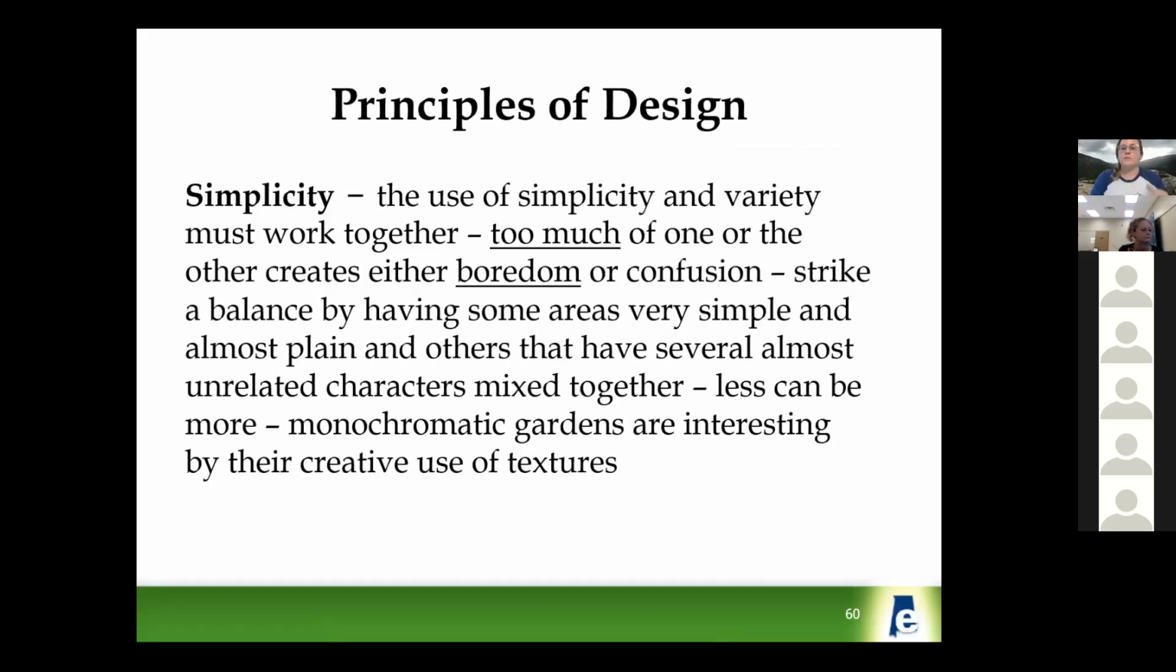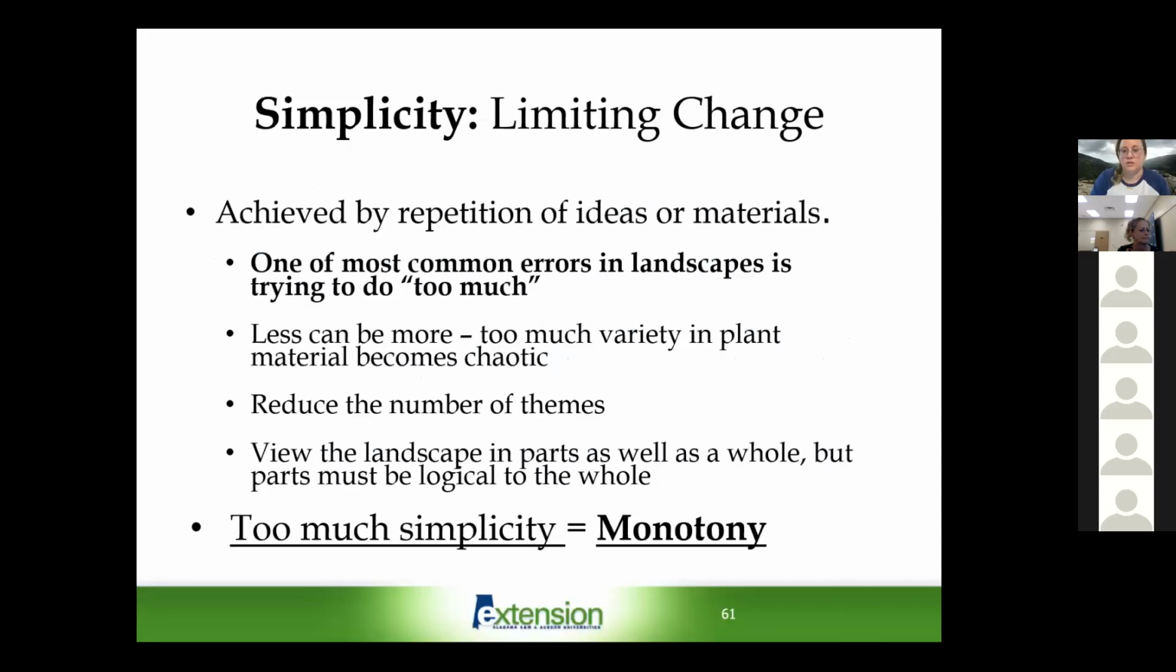So we use simplicity and we'll talk about variety, but we use both of those together. Too much of one or the other can either be boring or it can be confusing. So we kind of have to find that balance between the two. Simplicity is limiting change. And one of the common errors we can make in a landscape is doing too much. We are all plant collectors.